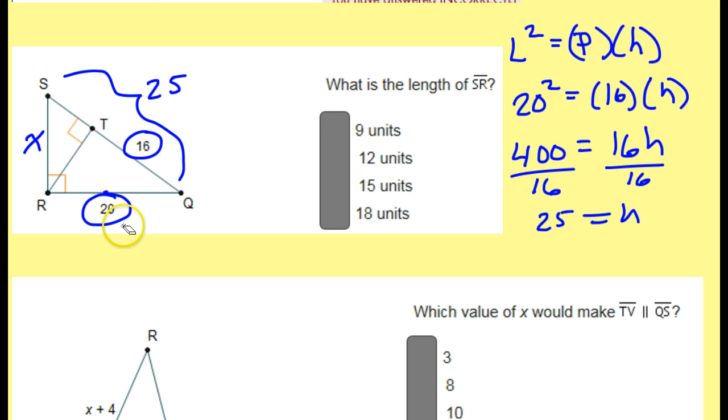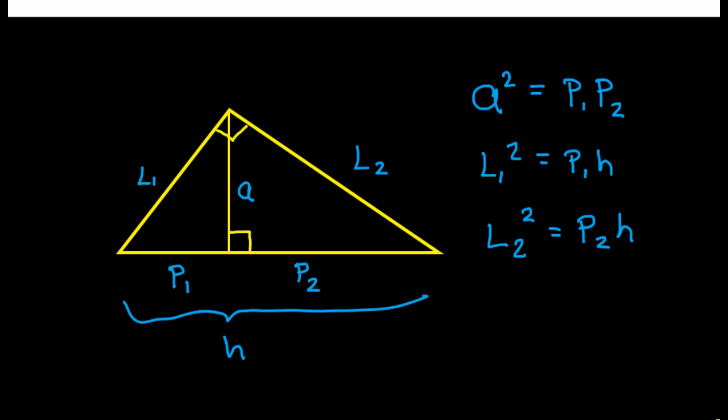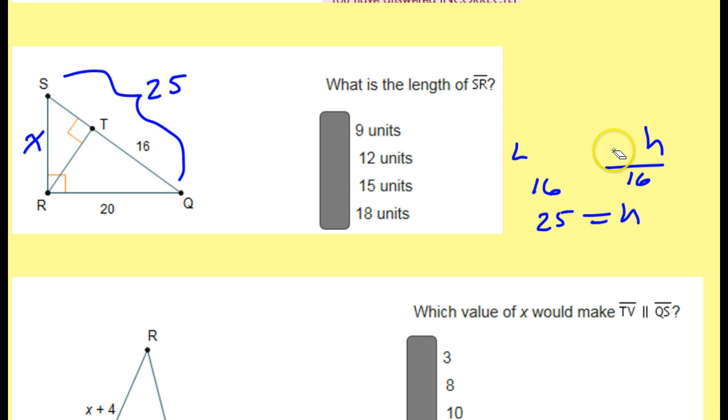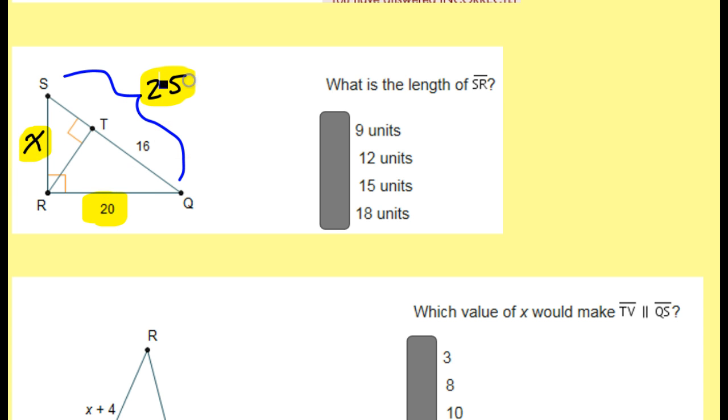I don't think I'm going to need my little special formulas that we learned over here anymore. I think it's time for good old Pythagorean Theorem. A squared plus b squared equals c squared. Remember that? Ignore the altitude and just focus on the fact that we have a leg and a hypotenuse. Leg squared plus leg squared should equal the hypotenuse squared. We should be able to find SR this way.